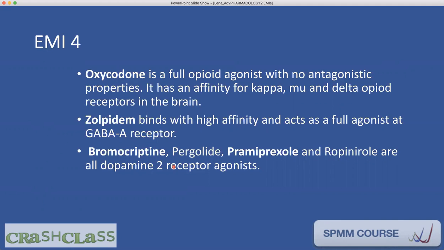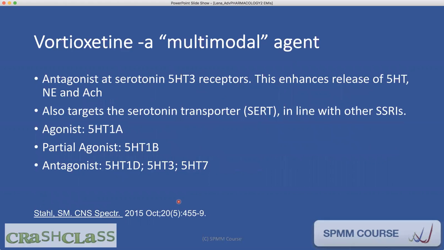Bromocriptine is a dopaminergic drug, as you know. Pramipexole, bromocriptine, pergolide, ropinirole, all used in Parkinson's. They're all dopamine 2 receptor agonists. You can also use them in hyperprolactinemia. What is vortioxetine? It's a new antidepressant, fairly new.